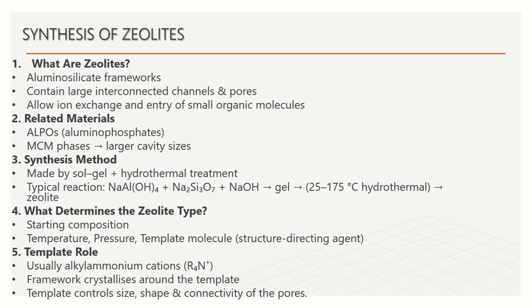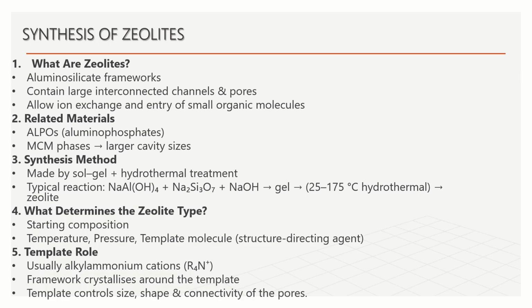So why are these used? This is why zeolites are used as molecular sieves, acid catalysts, and for shape selective catalysis. Only molecules of certain shape can enter the pores, which is the basis for this property. And recently related materials like ALPOs, which are aluminophosphates, and MCM phases have been developed, and these have even larger pore size than normal zeolites.